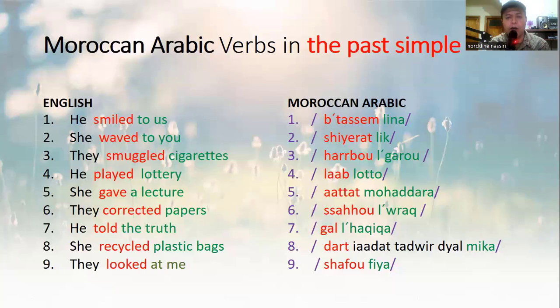هربوا القارو. It's not هربوا, but هربوا with a stress on the R. Number 4. He played lottery. لعب لوتو. So we have seen that you do not need to use the personal pronoun subject form for he. That is هو in Moroccan Arabic. He played lottery. لعب لوتو.